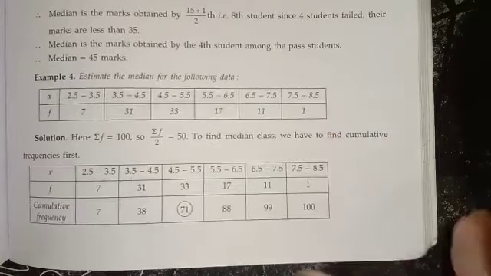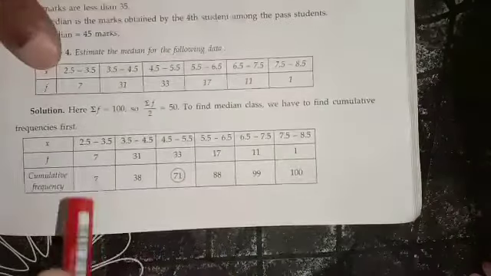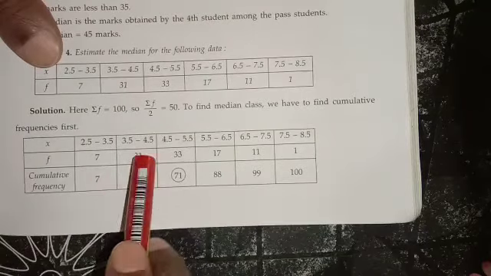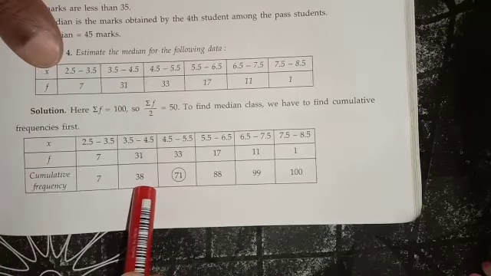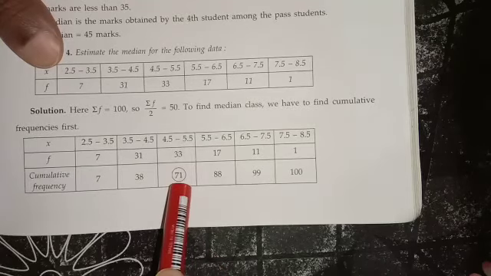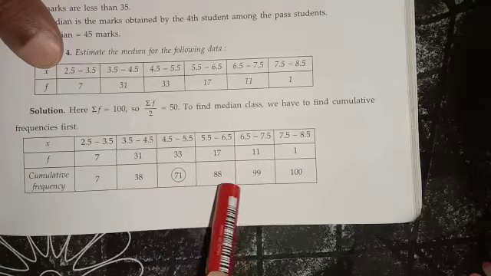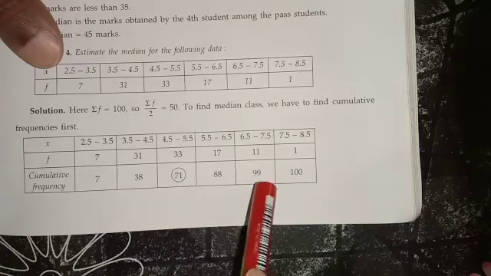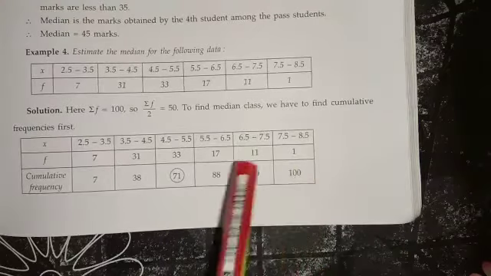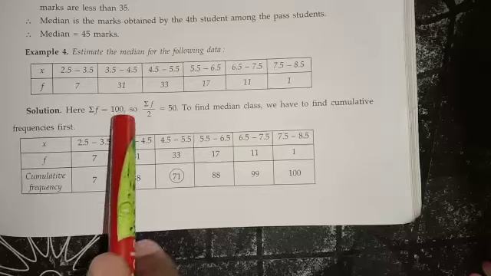out the cumulative frequency table. Okay, cumulative frequency table you know how to draw. Frequency first 7, then write 7. So next is 31 frequency, that means 31 plus 7, it will be 38. Again next 33, 33 plus 38 is coming 71. Again 71 plus 17, it will be 88. Again 88 plus 11, 99. 99 plus 1, 100. Total frequency equal to 100. Therefore, summation Fi, total frequency equal to 100.